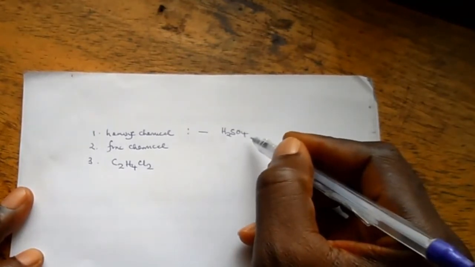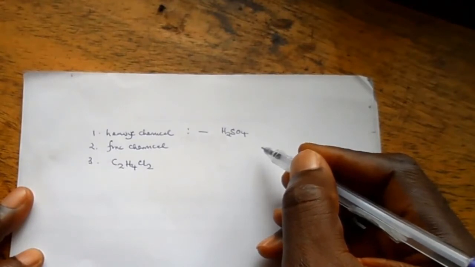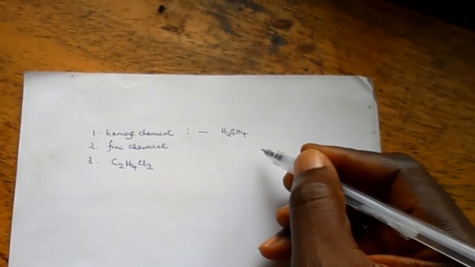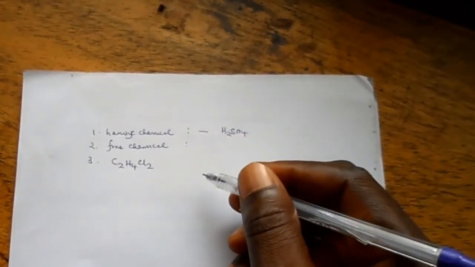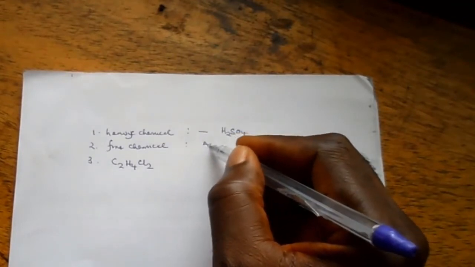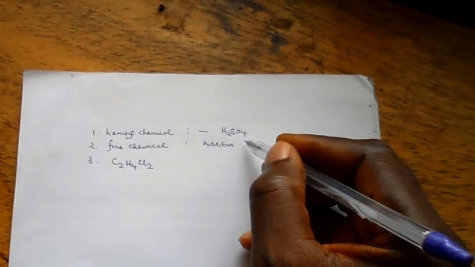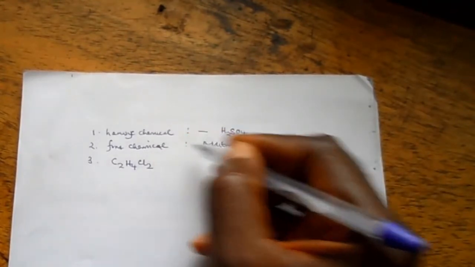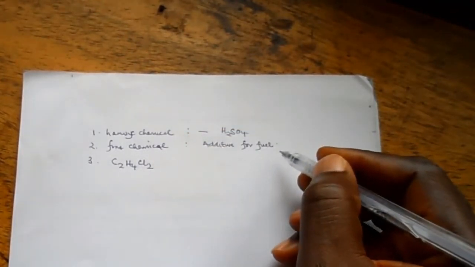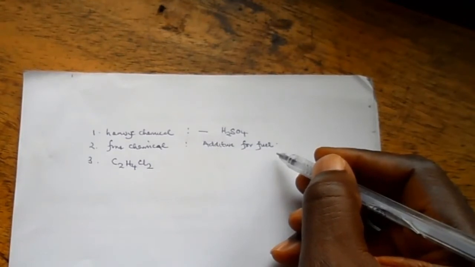A very good example of heavy chemical is H2SO4, tetraoxosulfate 6 acid. This acid is used for manufacturing a broad spectrum of products in the chemical industry. And a very good example of fine chemicals are additives for fuel. Fine chemicals are usually produced with high level of purity.